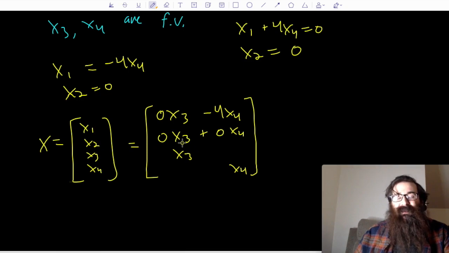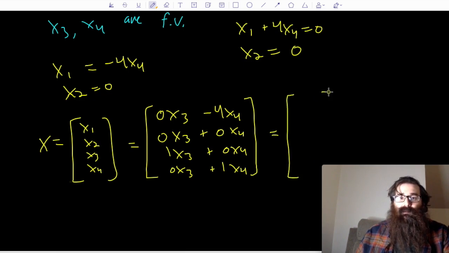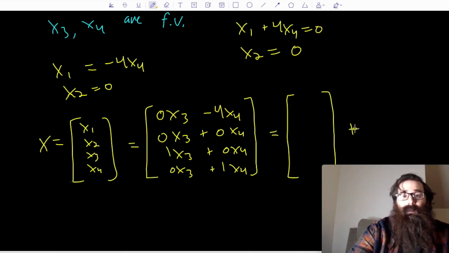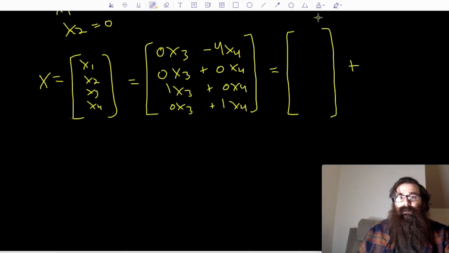But remember, we said it's a good idea to build coefficients and to write in the other free variable. So x3 is 1x3 plus 0x4, and x4 is 1x4 plus 0x3. Because the advantage now is that I can split this up into the two vectors, one vector relying on only x sub 3, and then plus another vector relying only on x sub 4.